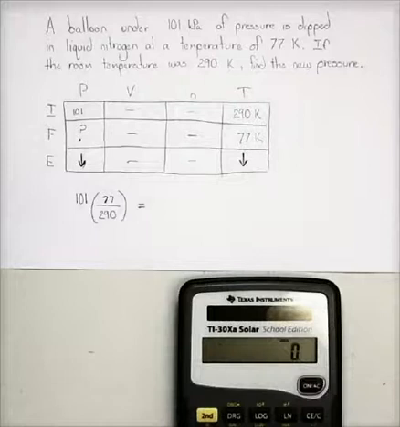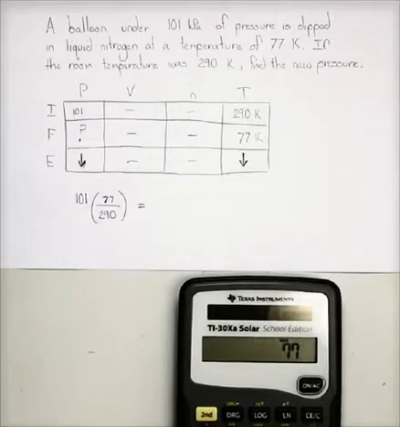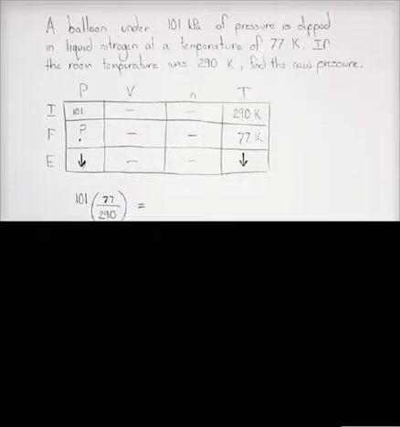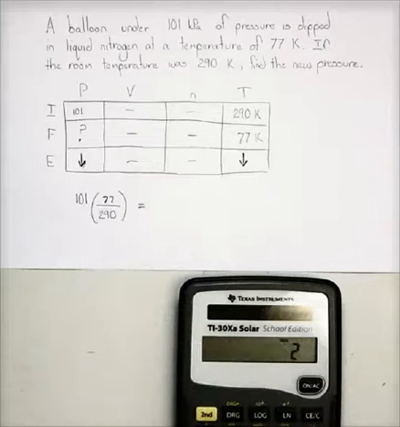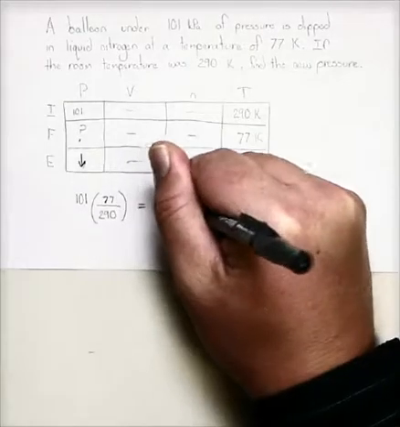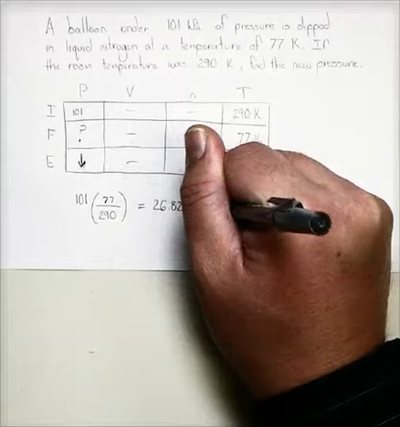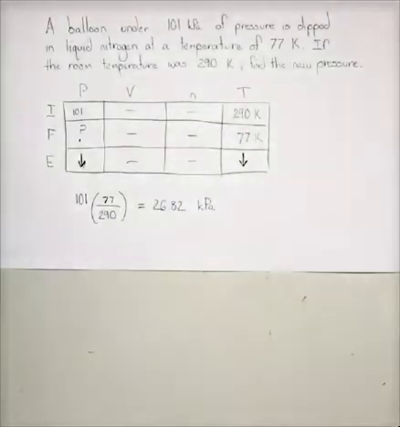Now we just have to figure this out. So step by step, what I'm doing here is I'm taking 101 and I'm going to multiply that by 77. And that gets me this value, lucky sevens. So now that I've multiplied these two, now I'm going to divide this number by 290. And this gives me my new pressure, 26.82, and this is a pressure. Our units were given in kilopascals, so this is still kilopascals.